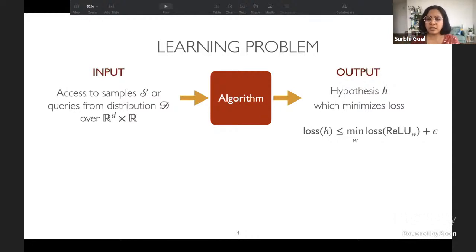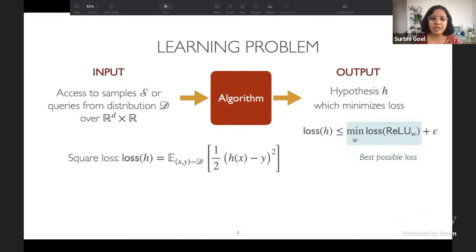What you want is that the loss of the hypothesis is competitive with the loss of the best weight vector that parameterizes your ReLU, up to some additive error of epsilon. Here, this best possible loss is, depending on the setup, either the test loss or the training loss that we're going to look at. Generally, we're going to focus on square loss, because for ReLU this makes the most sense: we just look at the L2 distance between the prediction and the actual label.